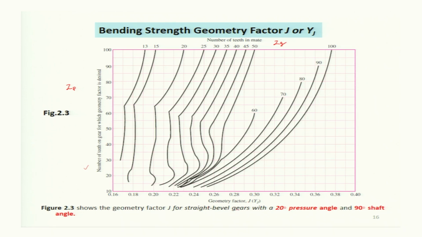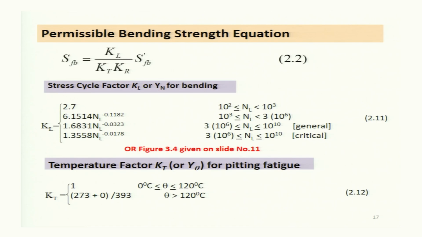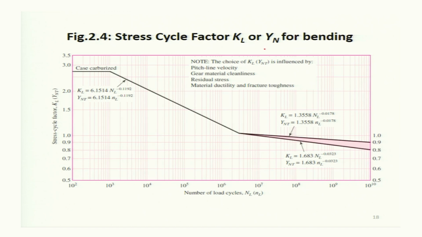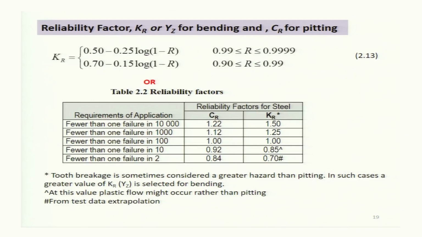Now, this is for the straight bevel gear with 20-degree pressure angle and 90-degree shaft angle that should be taken into account. Then permissible bending strength equation is given by this one, and the life factor is determined from this or a figure number 3.4, which is given in the coming slide. And the temperature factor Kt is given from this formula, and the life factor can be determined from this figure. So, accordingly the reliability factor can be determined.